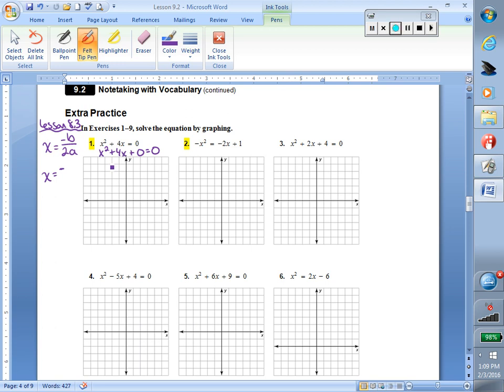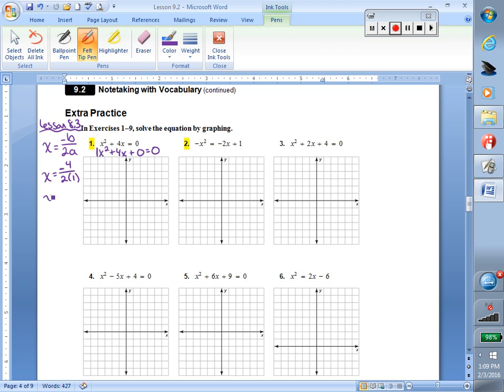What's our b value for this one? B value is 4, all divided by 2 times a. What's my a value? It's a 1. Now I know I just heard a few of you say our a value is an x. If I put an x in there, am I going to be able to find anything? Nope. Keep in mind your a value is that coefficient, that number in front of that squared term. That's where your a is. So if there's not a number written there, it's 1.